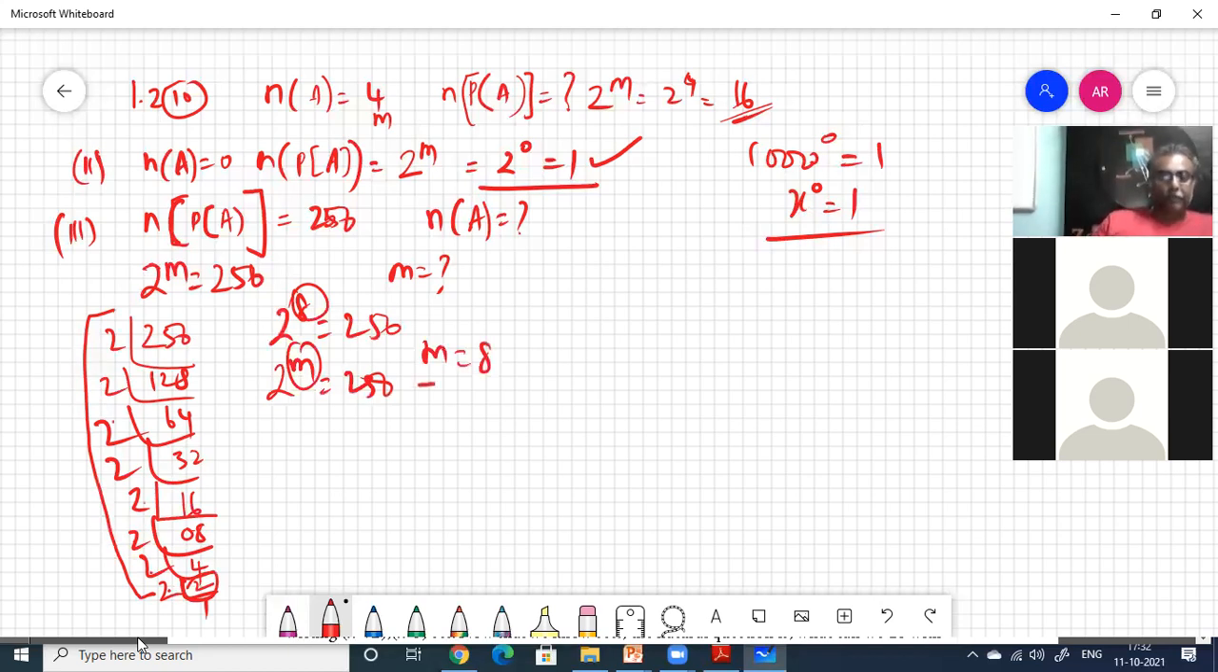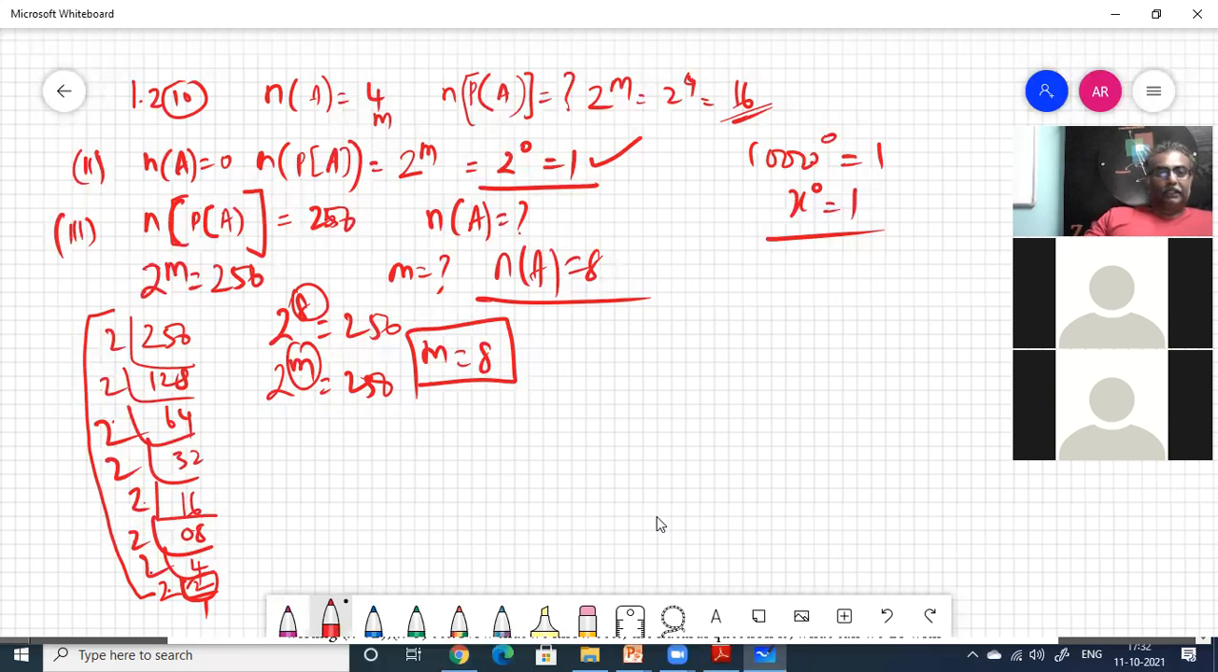n of A is equal to 8. Correct. n of A is equal to 8. That's all. That's how you have to find the reverse. So this is a very important sum, don't blink. You can easily find out.